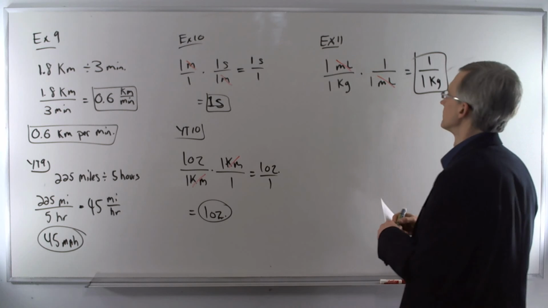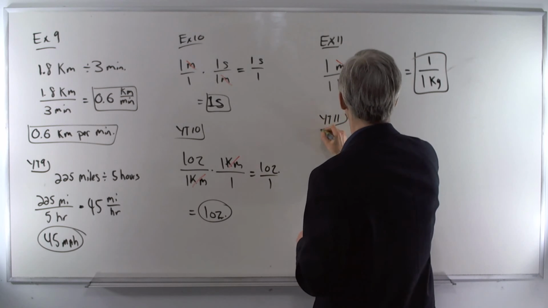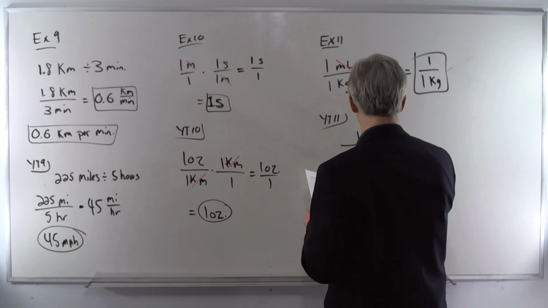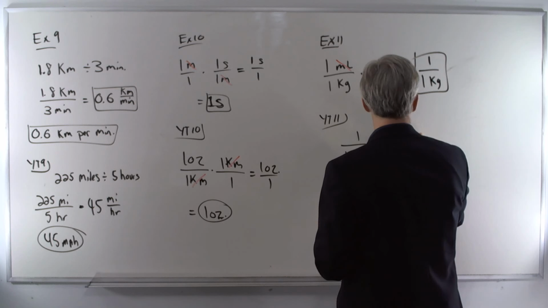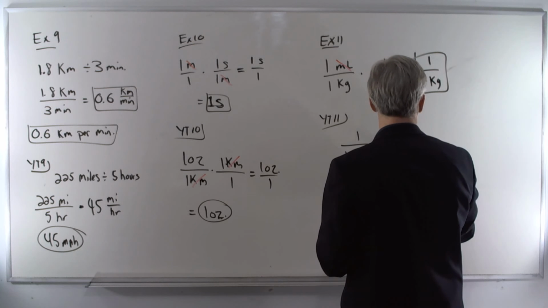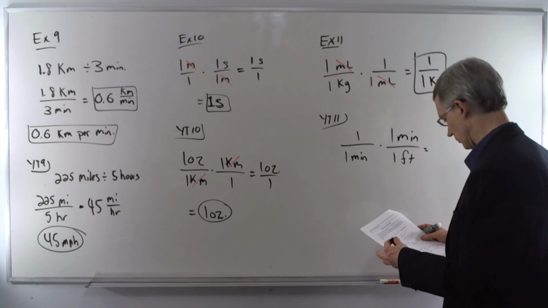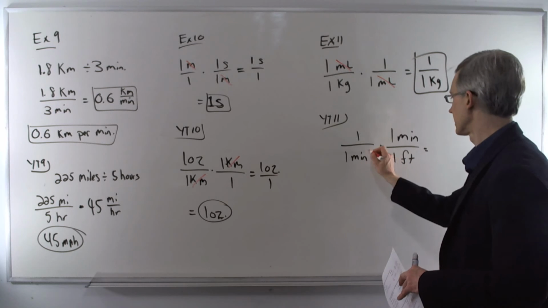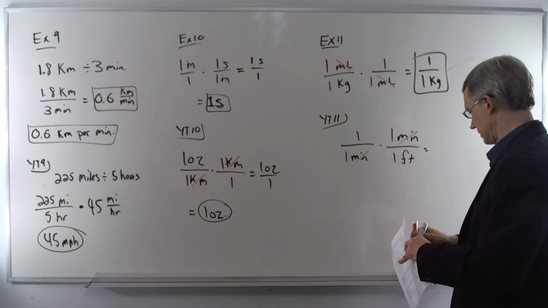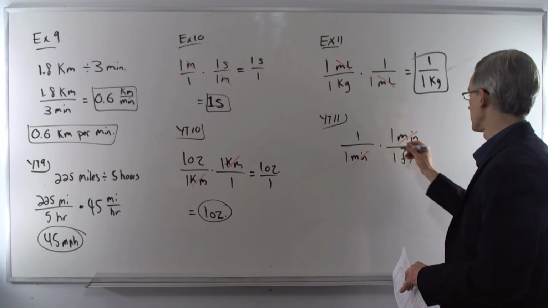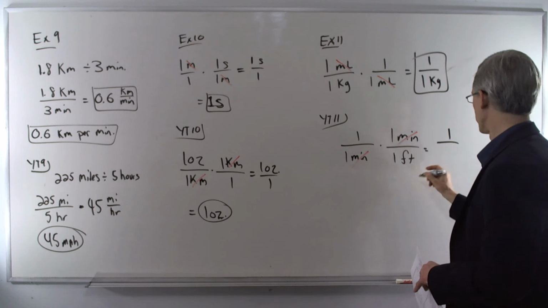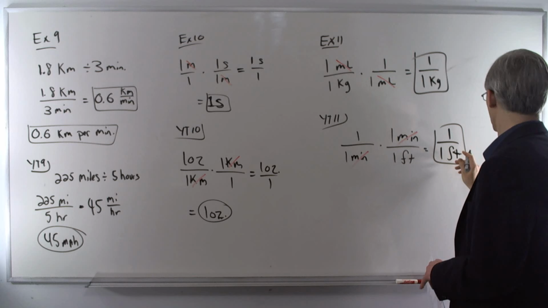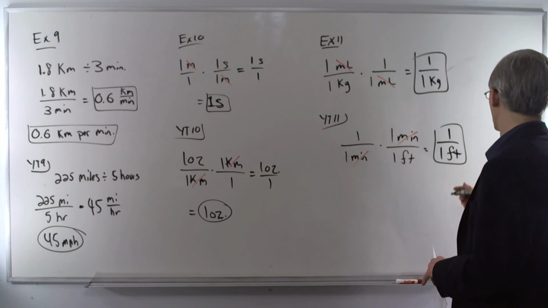Your turn, number 11. Matching units, minutes on top, minutes on bottom, those cancel, leaving us with just 1 times 1 on top and 1 times 1 foot on the bottom, so 1 foot. 1 over 1 foot.